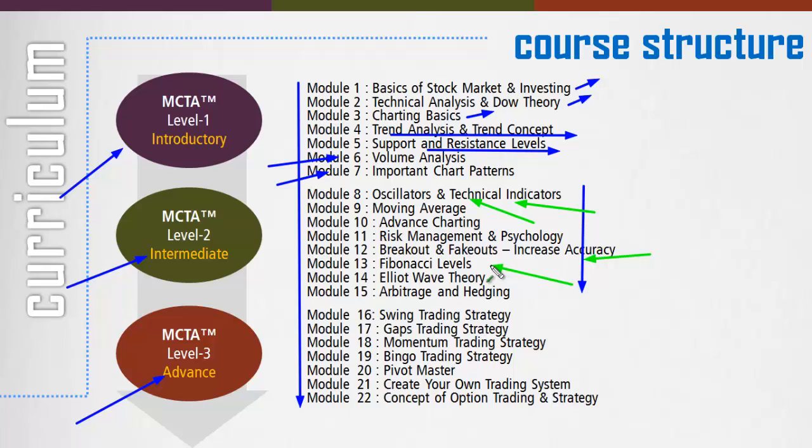Then a few important things about Fibonacci principles, what Fibonacci is and how we should work with it. Then there is an introduction to wave theory, then the important concept of arbitrage and hedging. Arbitrage and hedging is one of the important tools here. With arbitrage and hedging, we can understand how to make a consistent return on a month-on-month basis, techniques which most traders generally use through arbitrage.